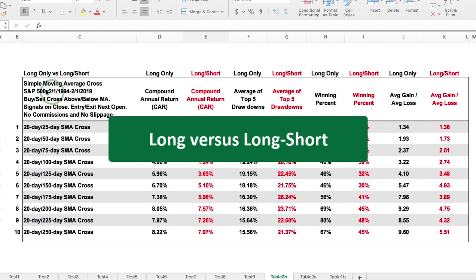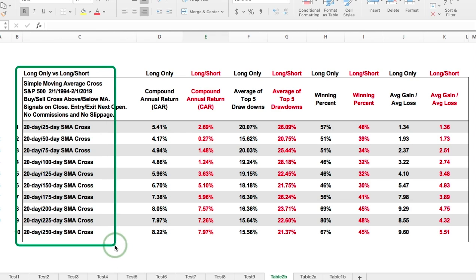So this table shows these same moving average pairs on the left. And then I've got a black column for the long positions. That's the compound annual return. Red column for the short positions, compound annual return. And so you can compare these. And you can see that in every case here, the compound annual return is higher for just using long positions. So there's no value return-wise to add short positions.